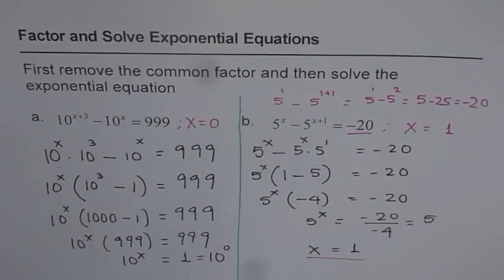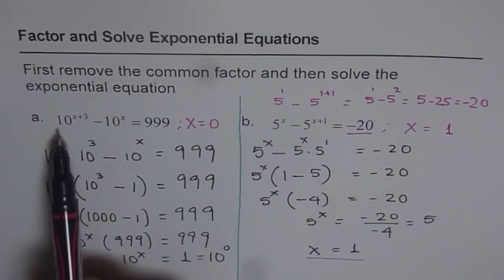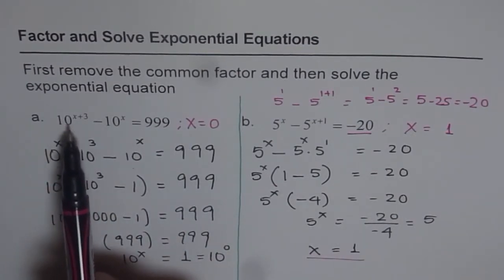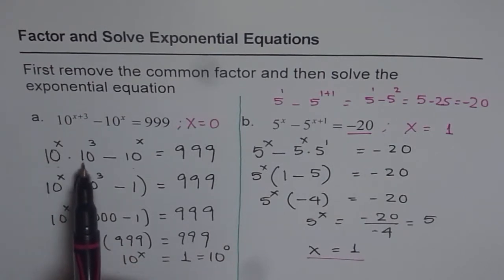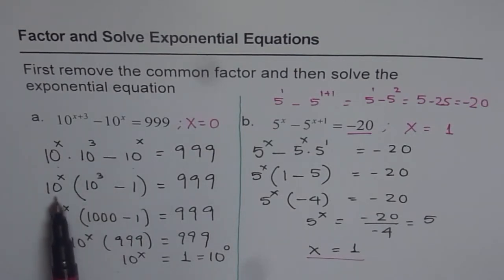So that is indeed the right solution. I hope you understand the technique here. The technique is to write the term with exponents as its components, as its products or factors, and then factor out the common factor. Do you see that? So 10 to the power of x was the common factor in the first case. 5 to the power of x was the common factor in the second case. And then we solved the equation.